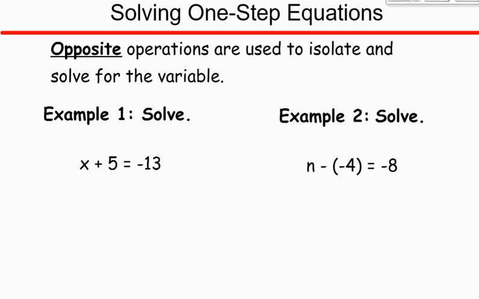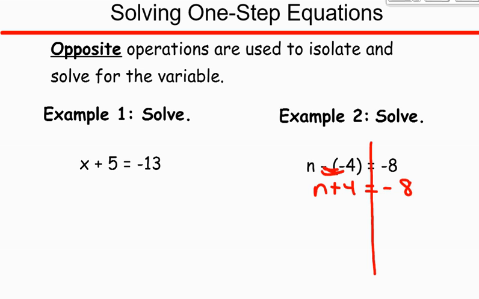All right, my next example, I'm going to start by drawing my equal sign. Okay, I see a big red flag here because as I read this left to right, it says n minus negative 4. I have a double negative going on here. And as you know, two negatives make a positive, so I'm going to change my equation to say n plus 4 equals negative 8.